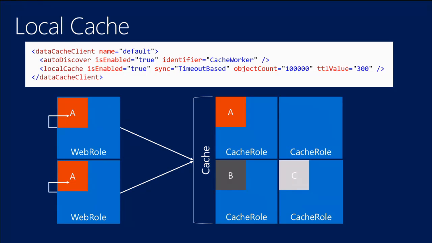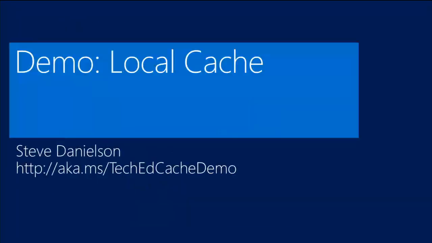All right. If A gets changed, what happens? Okay. So what we've got here is local cache, timeout based for 5 minutes. A has a copy, web role 1 has a copy, web role 2 has a copy. Let's take a look at a demo.